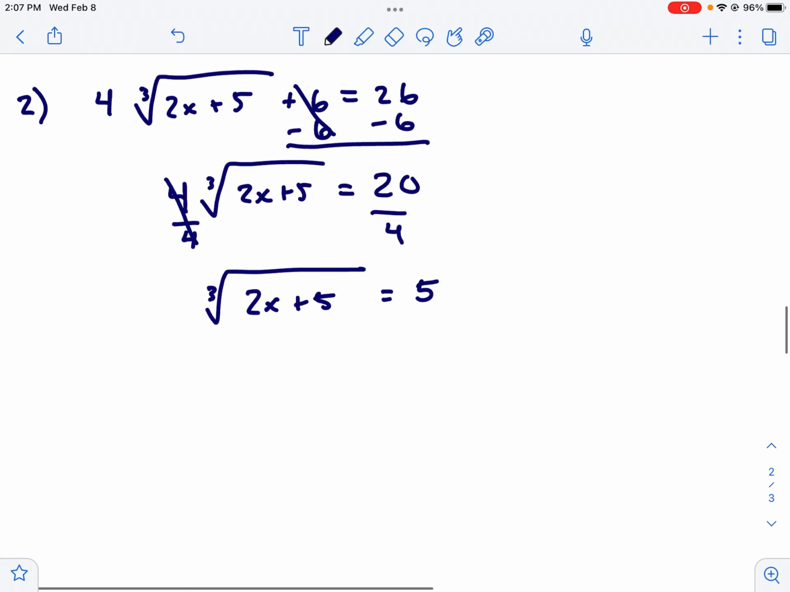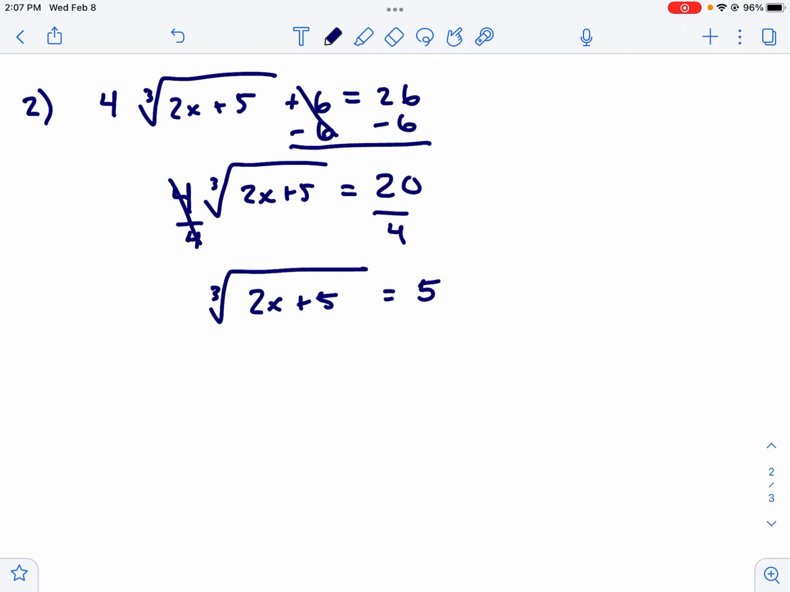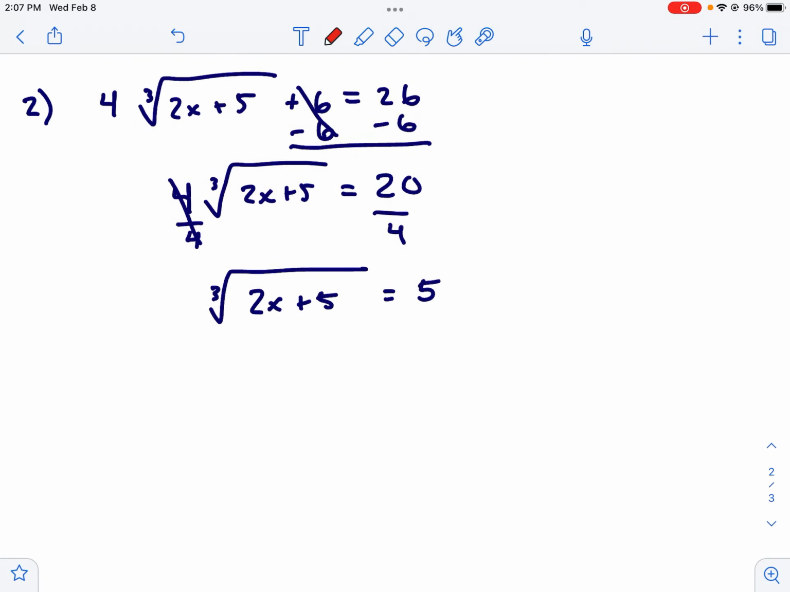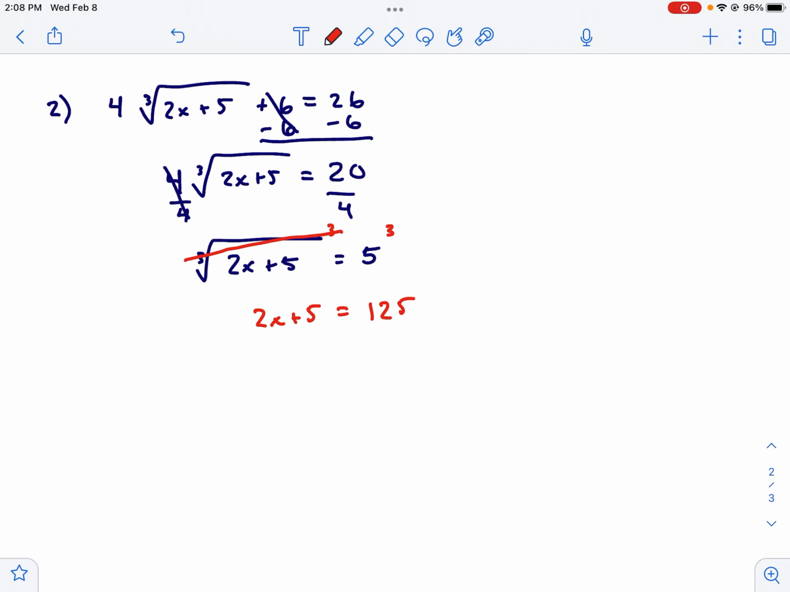Now, once the radical is isolated, I can get rid of the radical by doing the opposite. So since this is a cube root, I'm going to cube both sides. And that'll get rid of your radical. So now I have 2x plus 5 equaling 5 times 5 times 5, which is 125. Then you're going to subtract the 5 over.